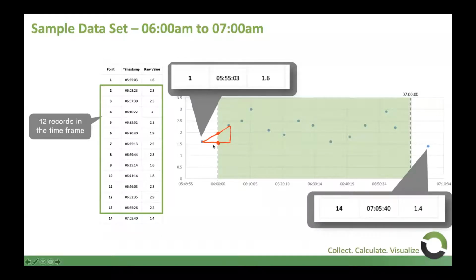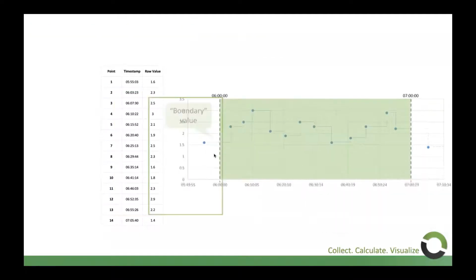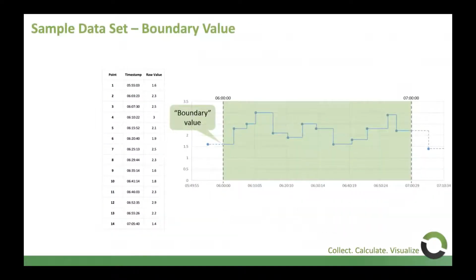Now, if we draw this graph a little bit different, you'll notice if I draw it as a step line, it makes a little bit more sense. And we will use this little point here as the boundary value. Now, a lot of historians will give this to us. So if I query most of the historian brands out there, or if I query an OPC HDA data source, they will supply you with a value exactly at 6 o'clock. And that will be the boundary value that we will then utilize in a lot of our aggregations.